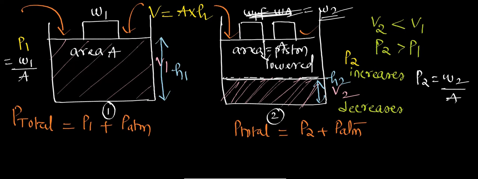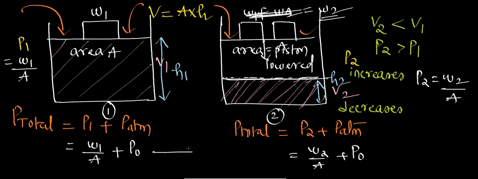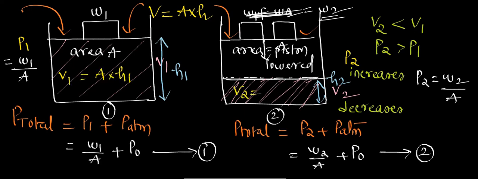Now I'll just substitute here. P1 is W1 by A. Pressure of atmosphere, let it be P naught. P2 is W2 by A. Pressure of atmosphere is P naught. Is this clear? First formula and second formula. Now if you take volume V1, area into height is H1. If you take volume V2, area into, but this time, height is H2. Any doubt?